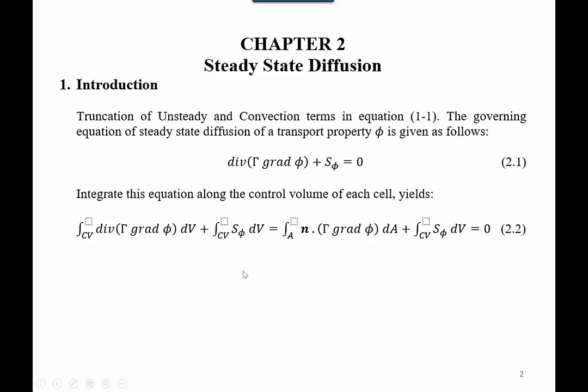So if we integrate this equation along the control volume for each cell, it will give us equation 2.2. As you see, this differential equation is more complicated to be understood by students, and therefore we will leave it at the moment, and we will use the regular form of differential equation, and we will solve many examples.